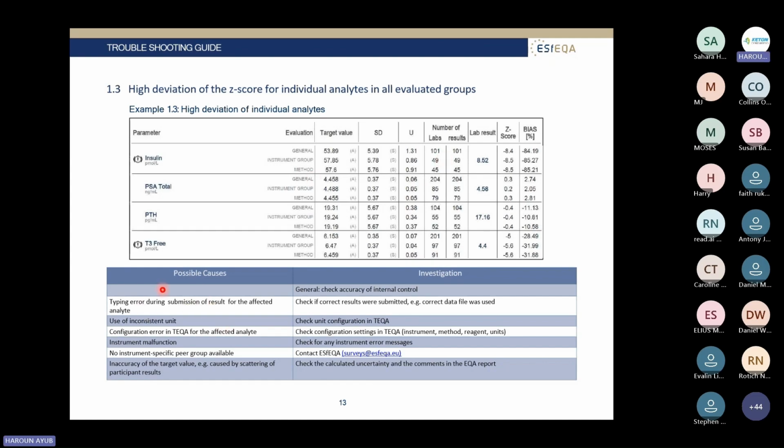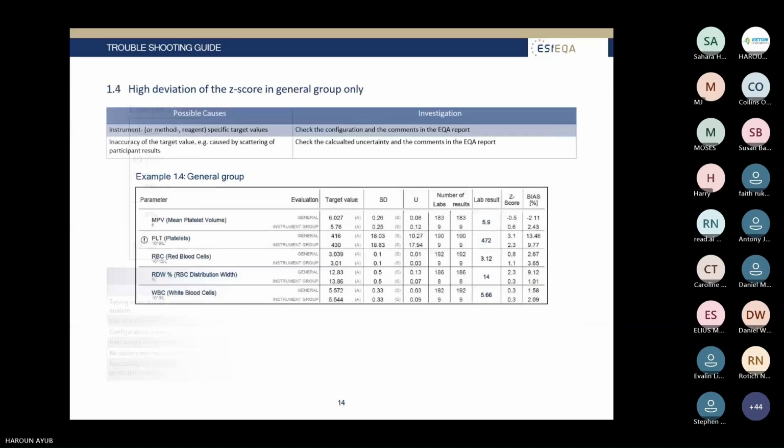And then you have typing error during submissions, use of inconsistent units, configuration error, instrument malfunctioning, no instrument-specific peer grouping available, or inaccuracies of the target values. When it's only in one group, check the instrument or method or reagent. Inaccuracy in target value can also be a factor. So you need to be able to check what is affecting you in such cases.